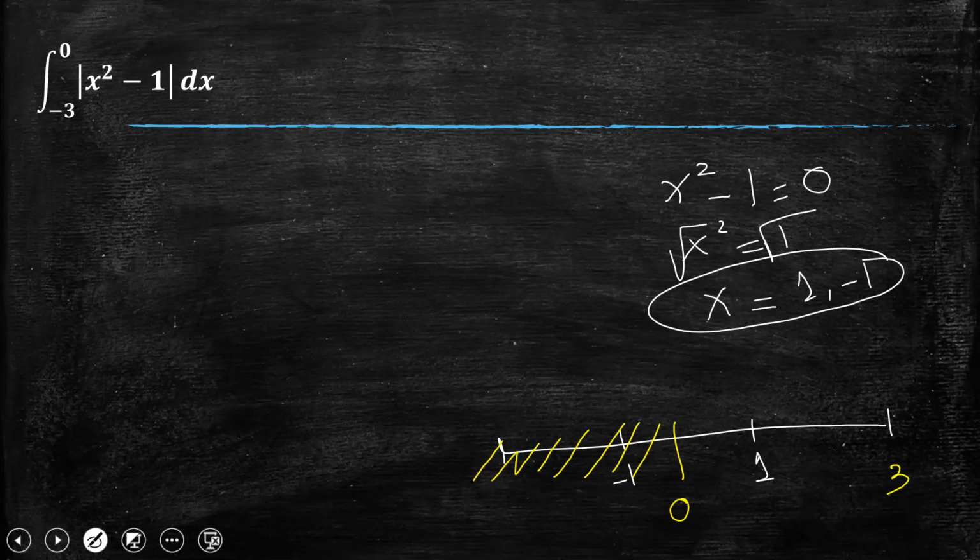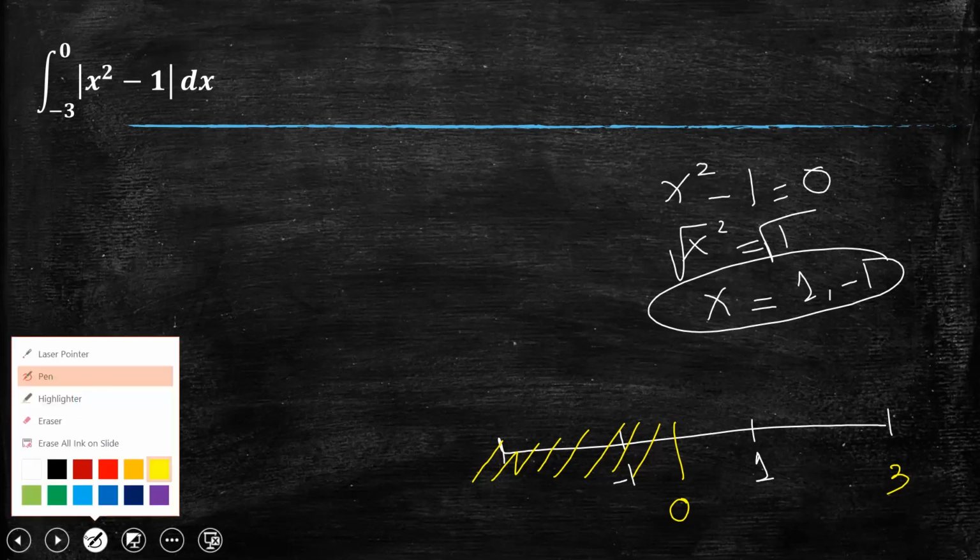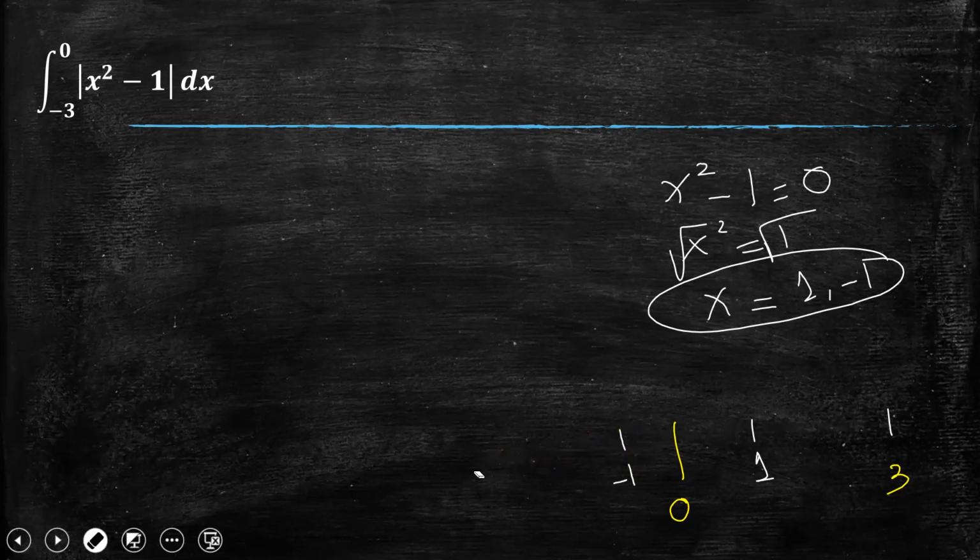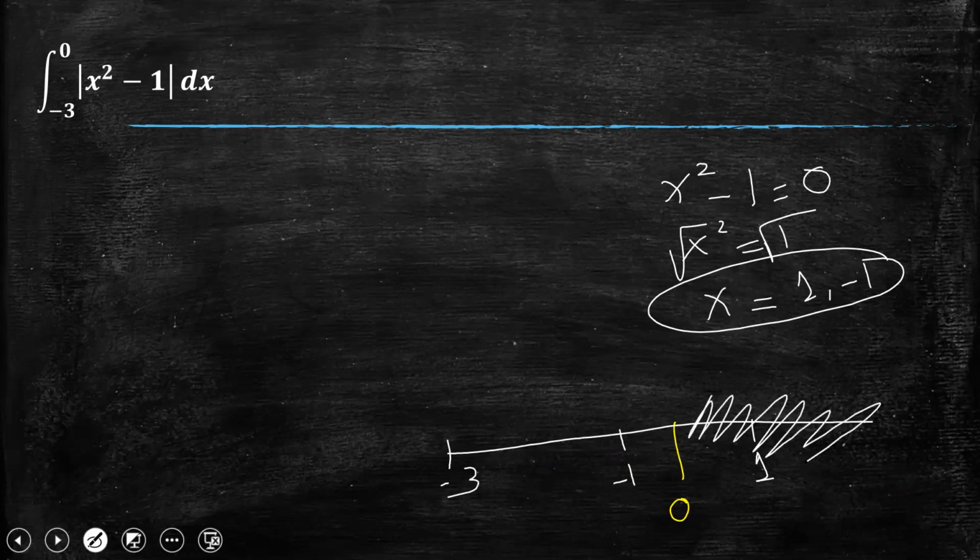Now this function could be positive and it could be negative. I want to see where it is positive and where it is negative. It is from -3 to 0. Here I have -3, so I don't look here. So I want to check now from the interval -3 to -1 if the function is positive or negative, and from -1 to 0 if the function is positive or negative.